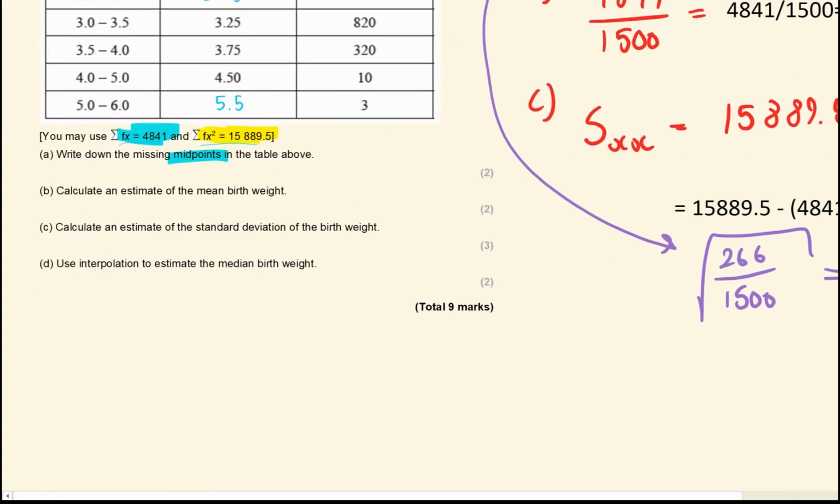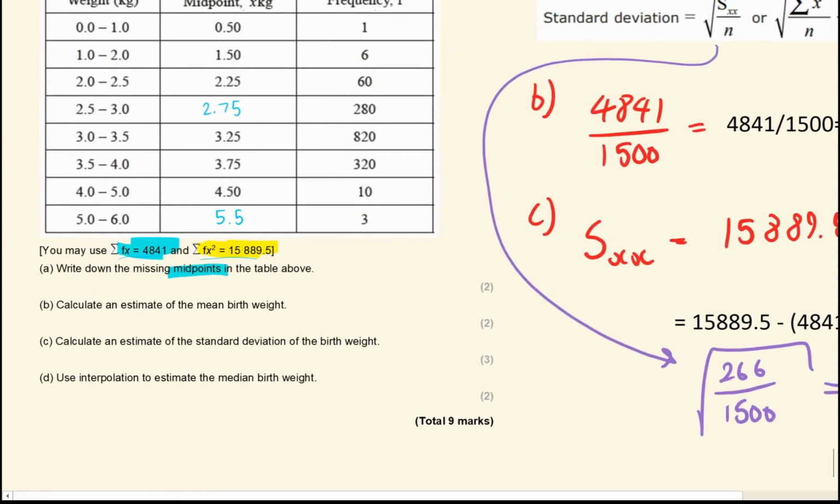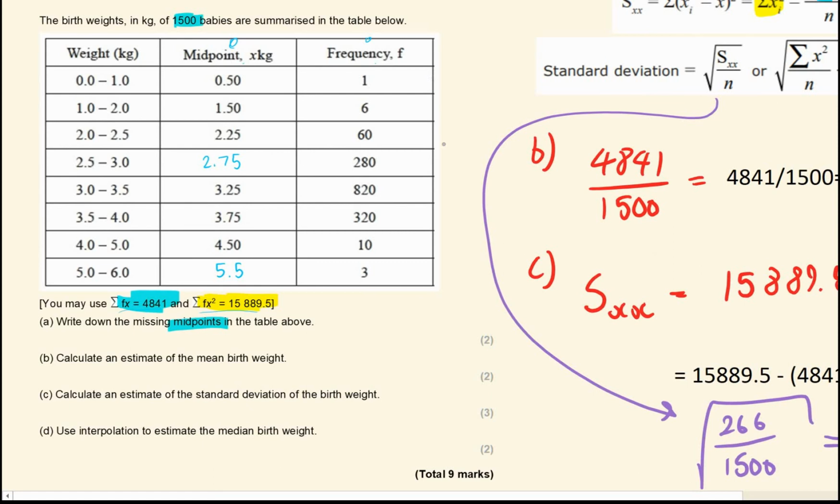Part D is you're then going to use interpolation to work out the median birth weight. Okay, this we know to do. I'm not going to go through it again because I've spoken enough. Again, you would add up all these values, get a running total, and you try and find the 750th baby and how much that weighed using the fractional thing we saw earlier.